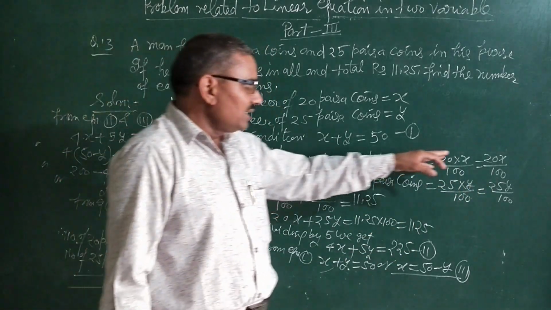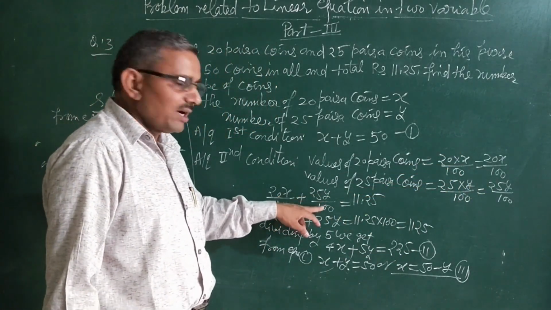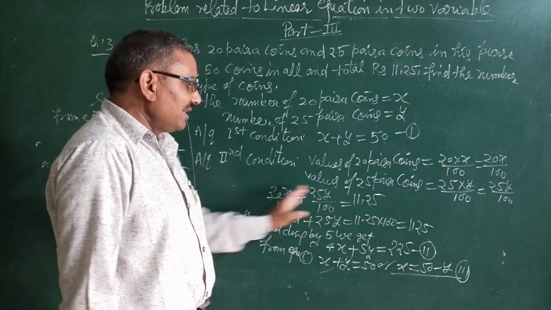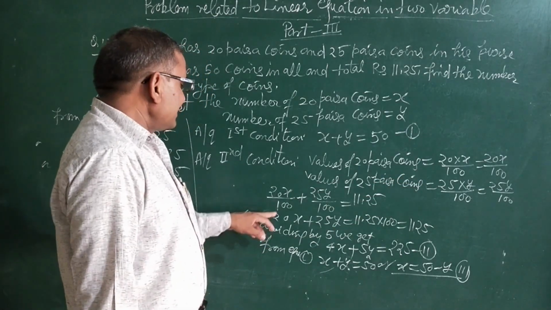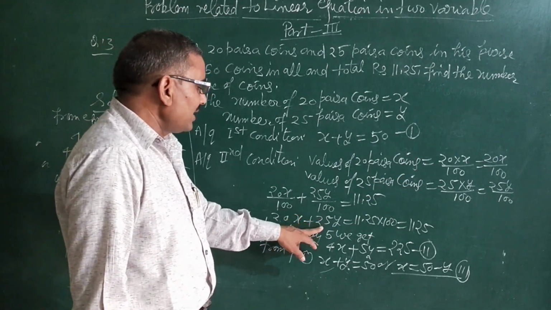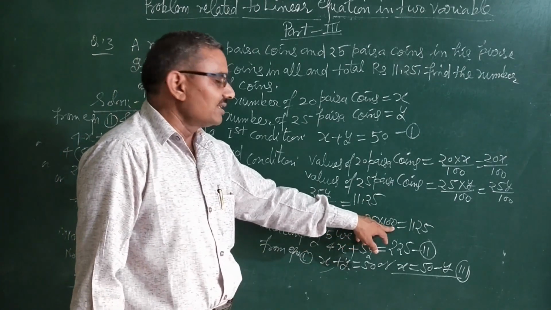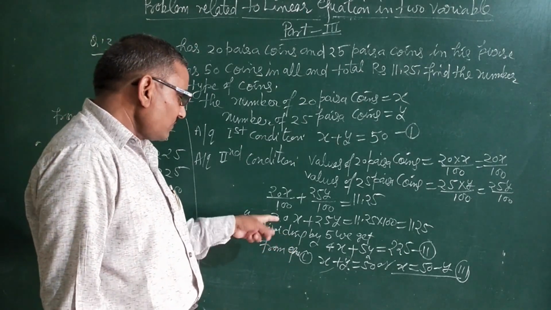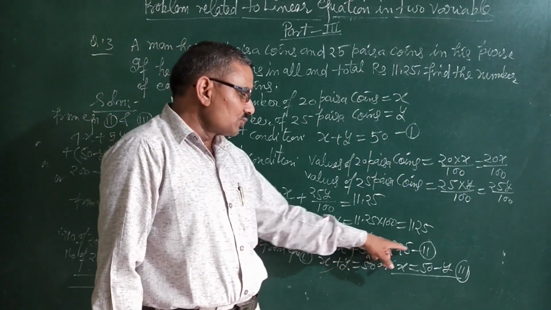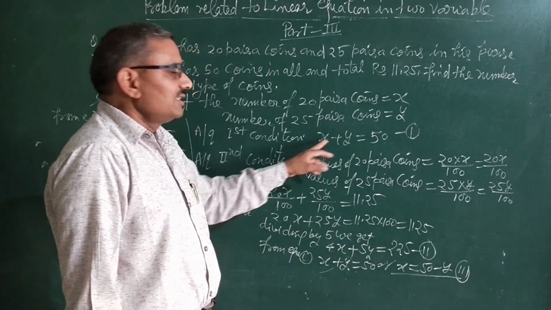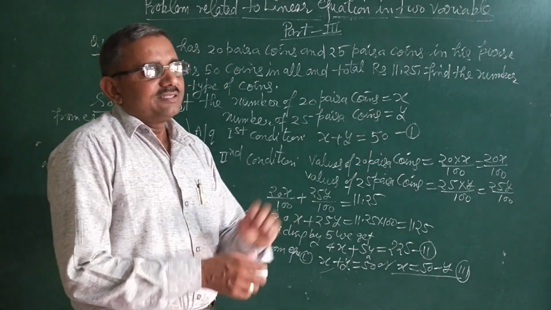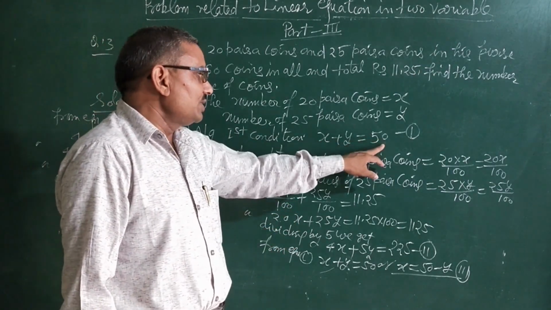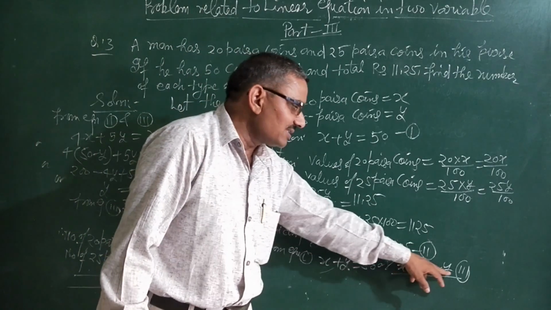Now the sum of 20x upon 100 plus 25y upon 100 is equal to 11.25. Multiplying by 100 throughout, we will get 20x plus 25y is equal to 11.25 into 100, that is 1125. Dividing by 5, we will get 4x plus 5y is equal to 225. Now from equation first, x plus y is equal to 50, we can write the value of x in terms of y. Therefore x is equal to 50 minus y.